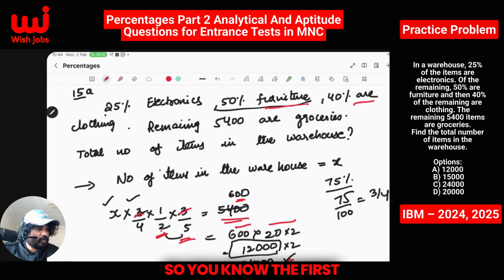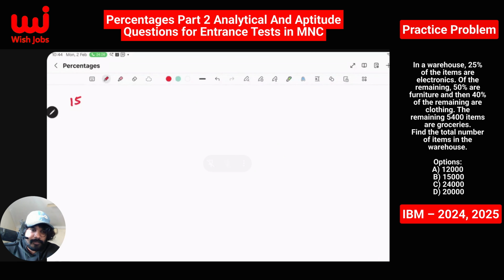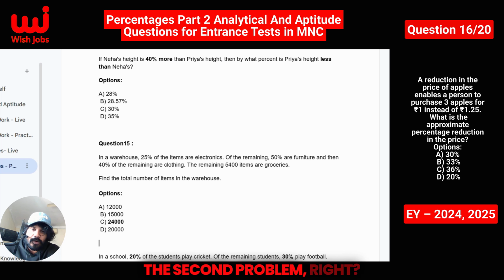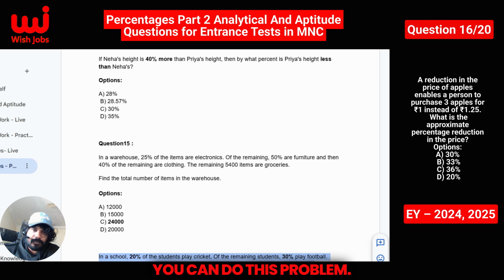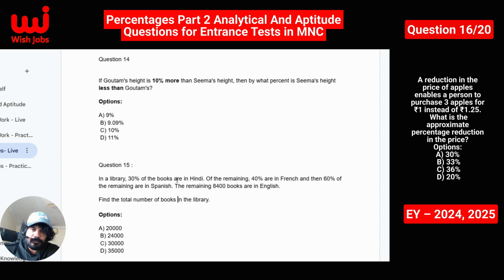So you know the first problem, right? You will practice the second problem by yourself. Okay. So you can practice the second problem, right? 20% of the students playing cricket. You can do this problem. Okay, so we'll go into the 16th problem.